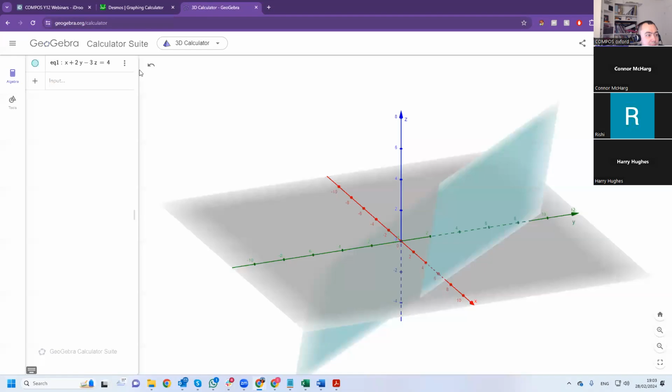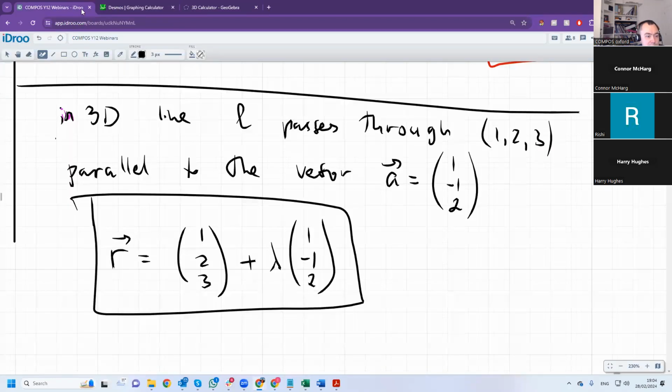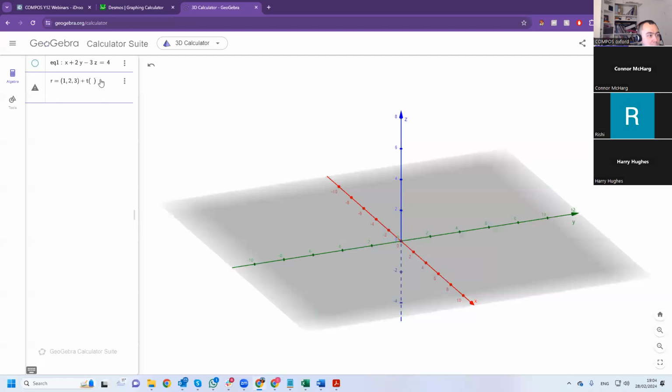Let's see if we can do that. R is equal to (1, 2, 3) plus t multiplied by (1, minus 1, 2). Doesn't like it.